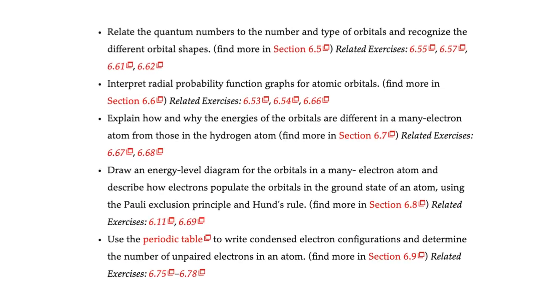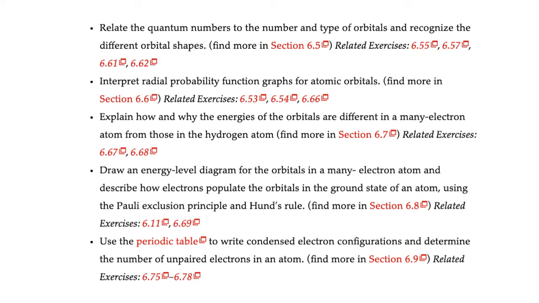So if we zoom in here: relate the quantum numbers to the number and types of orbitals and recognize the different orbital shapes. This is putting n and l together with the values of m sub l. The limitations are that l goes up to n minus 1, the m sub l range is minus l to plus l, and l relates to the shape. An l of 0 is the s shape, 1 is the p shape, 2 is the d shape, and 3 is the f shape.